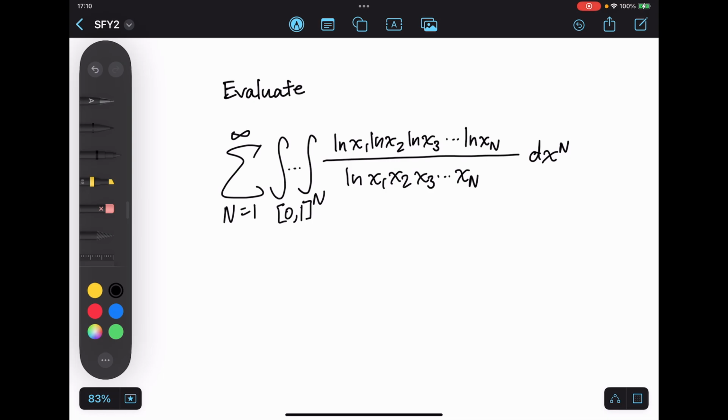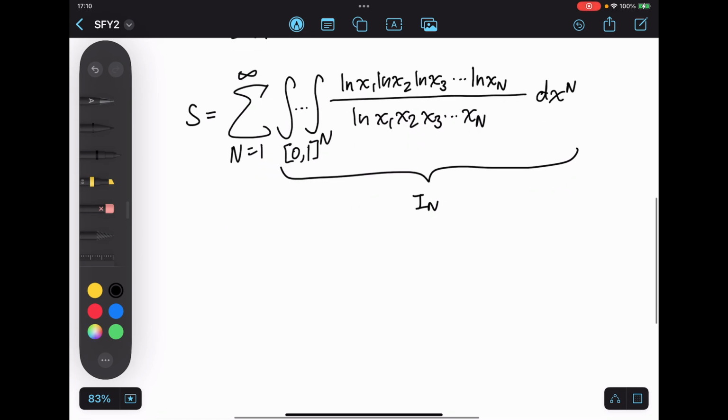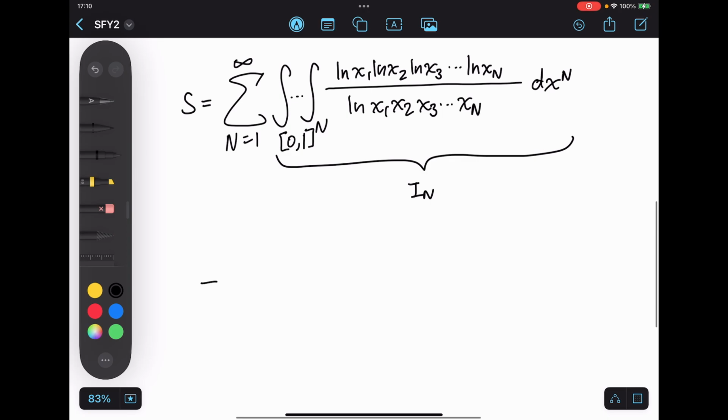So the first thing I'm going to do is call the n-dimensional integral I sub n so we can work with it easier. And I'm going to call the big sum S. Let's shift our focus to I sub n. We're going to try to evaluate this on its own first, so I'm just going to copy down the expression up there.